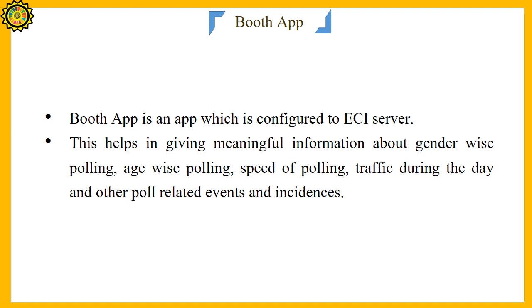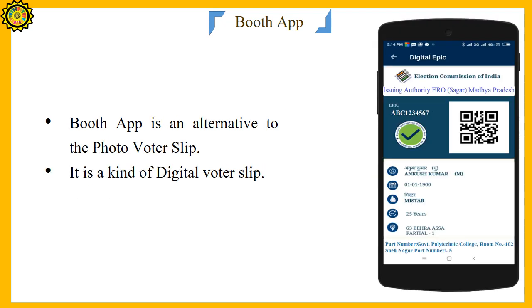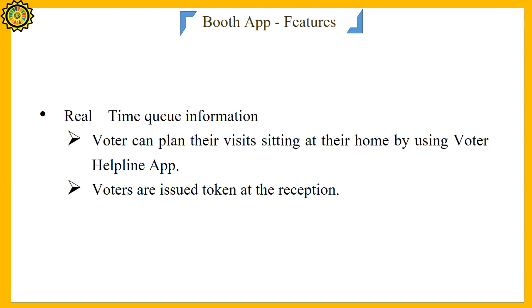In this video, we will see what Booth app is and how it is used. Booth app is an app which is configured to the ECI server. This helps in giving meaningful information about gender-wise polling, age-wise polling, speed of polling, traffic during the day, and other poll-related events and incidences. Booth app is an alternative to the photo voter slip. We can say it is a kind of digital voter slip.